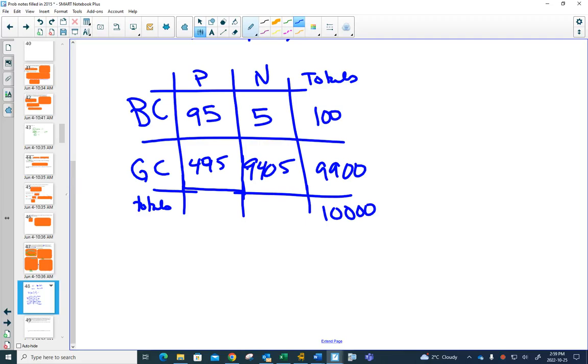So, of this, we add this up. 590 people would get told they have the bad chromosome. Of those 590, only 95 truly do have the bad chromosome. So if we look at an example like this, 95 out of 590, 16%.